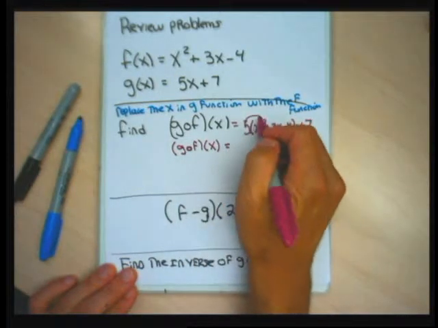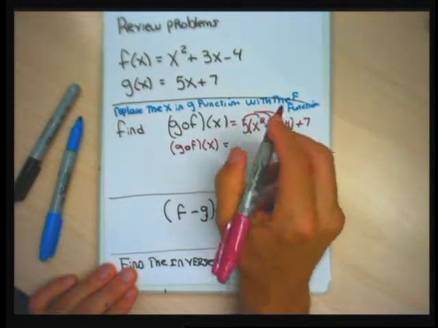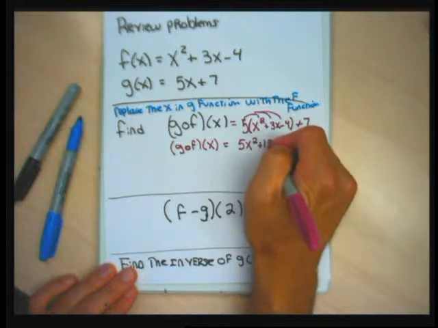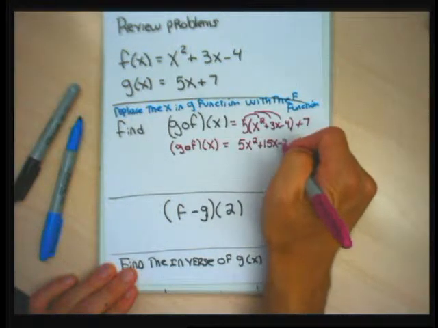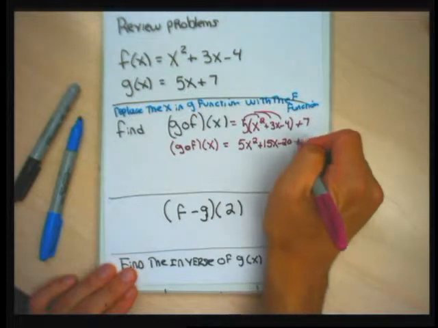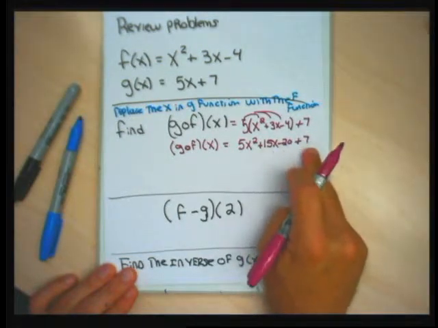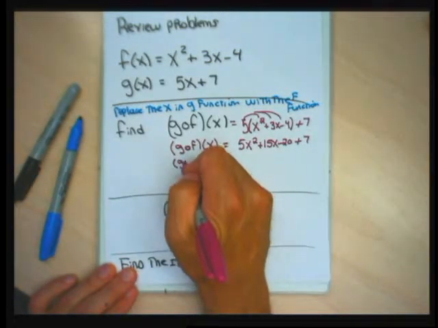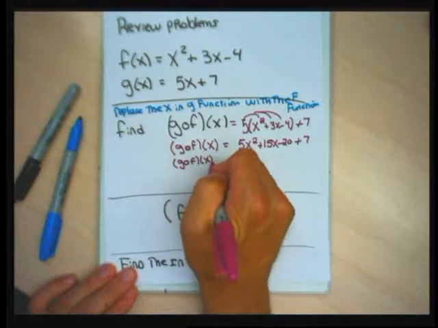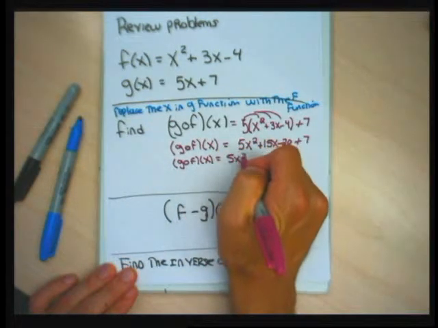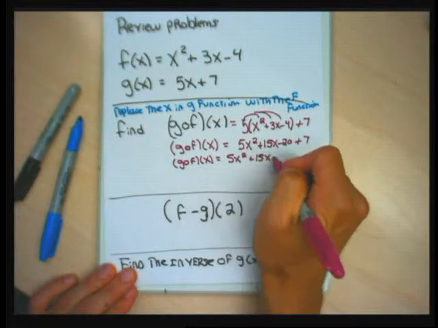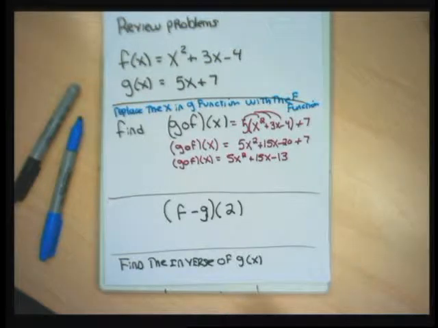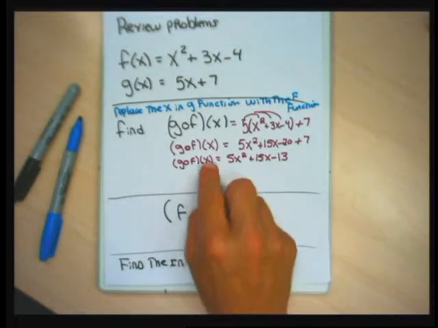I'm going to clear the parentheses that I put in: 5 times x squared is 5x squared, 5 times 3x is plus 15x, 5 times minus 4 is minus 20, parentheses gone, still have the plus 7. The minus 20 and positive 7 can be combined to a minus 13. So I'm going to get g composed with f of x equals 5x squared plus 15x minus 13. It definitely would be wrong to use the quadratic formula now to solve for x. It definitely would be wrong to multiply by x.